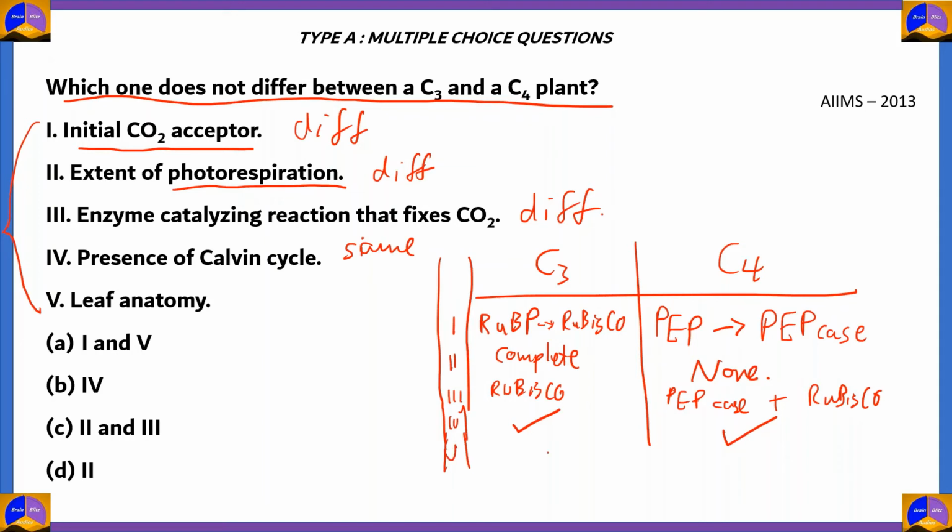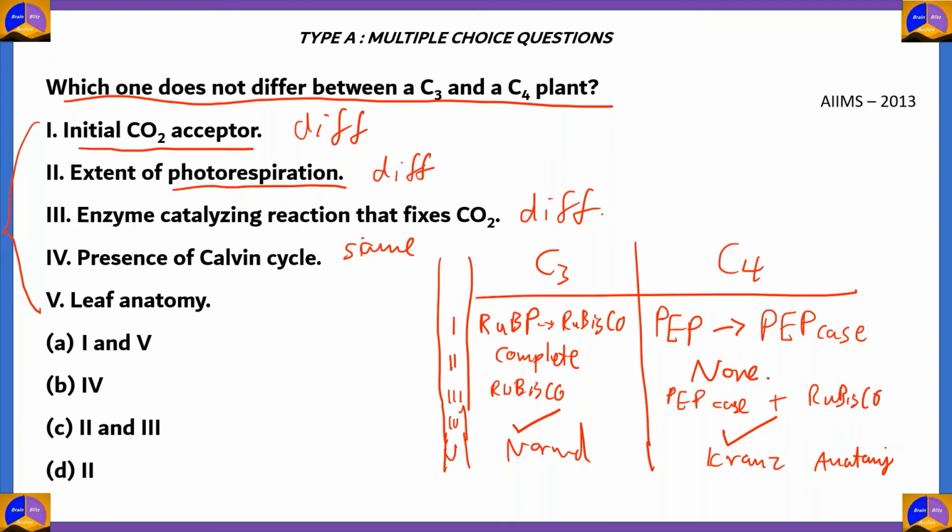And number 5, the anatomy here is normal, while in C4 it has a special name known as the Kranz anatomy, containing both mesophyll cells and bundle sheath cells in separate ways so as to do separate functions. So the 5th point is also different. As you can see now, only the 4th point is the same in both C3 and C4 plants. And therefore, only statement number 4 is the right answer.